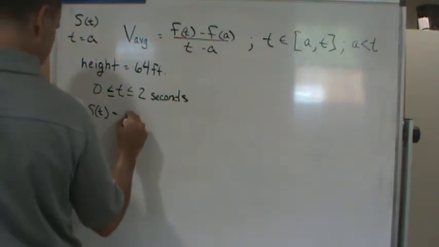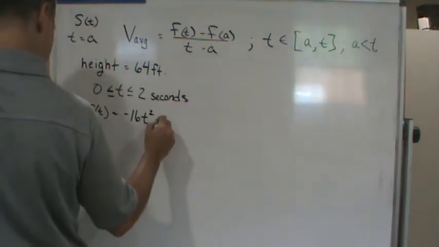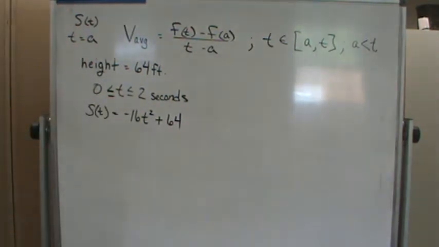It's negative 16 t squared plus 64. Okay? Now, they want to find the average velocity of the rock over each of the given time intervals. Use this information to guess the instantaneous velocity of the rock at time t equal to 0.5 seconds.